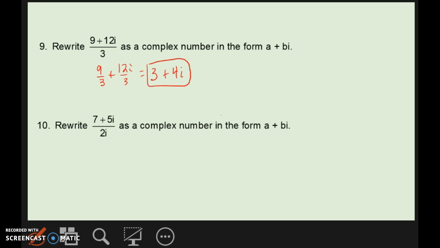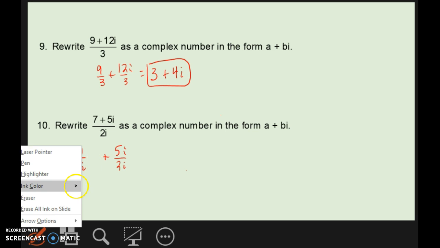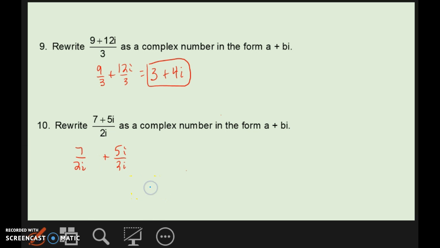It works the same if we have an imaginary number on the bottom that's not a binomial. We can follow that same process and separate it out: 7 over 2i, and then this would become 5i over 2i. This will simplify down to 5/2. But this one I still need to do a little bit of work because that i is in the denominator. So I'm going to multiply the top and bottom by i so that they will cancel out. Essentially, in the bottom, I'm going to have an i squared. So this gives me 7i over 2i squared.